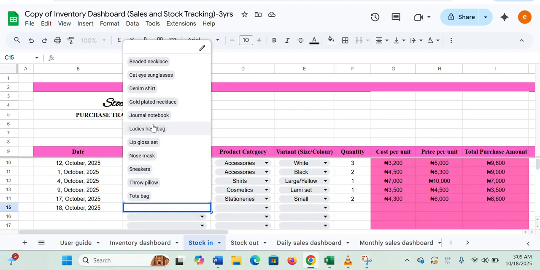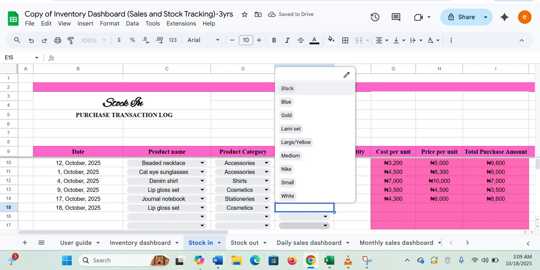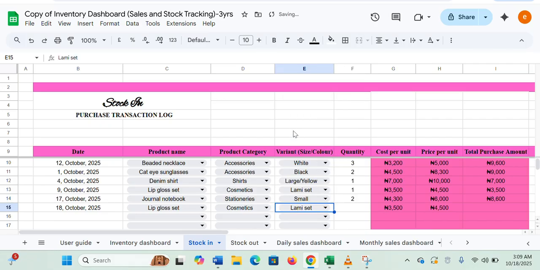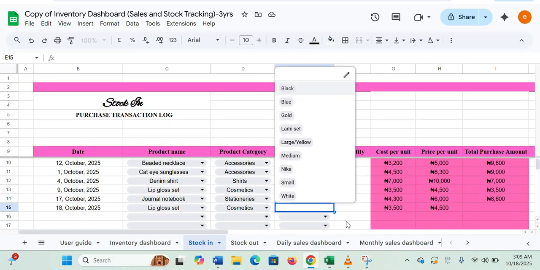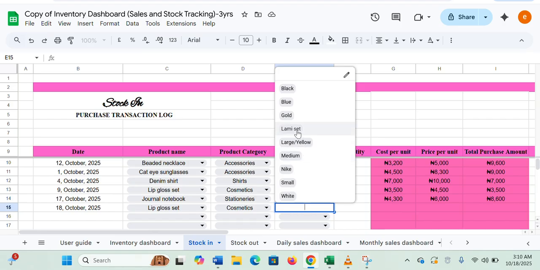So that is why whatever product you have input in your inventory dashboard, this particular sheet, it automatically appears here. So let's say, for example, I just bought lip gloss sets, and lip gloss set is under cosmetics. But what kind of lip gloss? According to my inventory sheet, the lip gloss set is called Lamy set. Then I want you to notice something. I'm going to cancel this out again. Remember, I said this pink sheet, you really do not have to input anything there. So when I input the kind of lip gloss I have ordered, it automatically brings in your cost price per unit. I hope that you understand that.